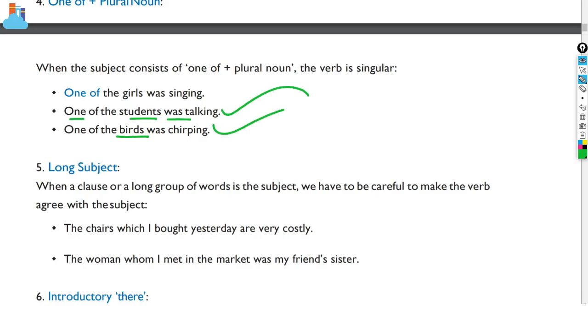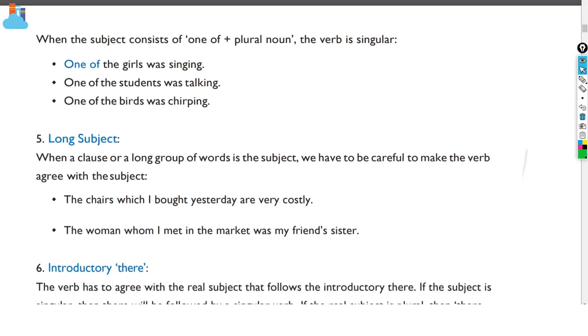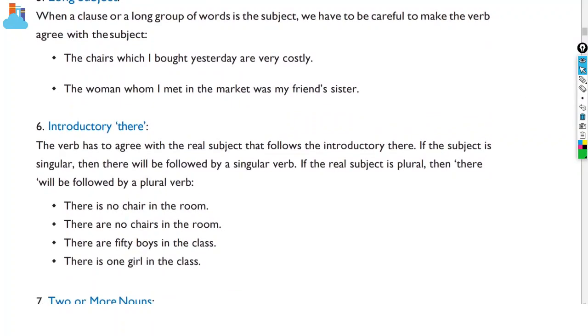Therefore, this thing you will have to remember forever. Once you know the rule, keep it imprinted in your mind so that you do not commit mistakes in future. Then let us continue. Many times, my dear children, when the subject becomes longer, we find it difficult to find what actually is the subject. When a clause or a longer group of words is the subject, we have to be very careful to make the verb agree with the subject.